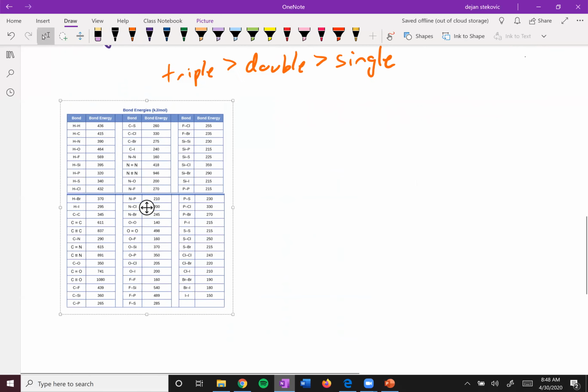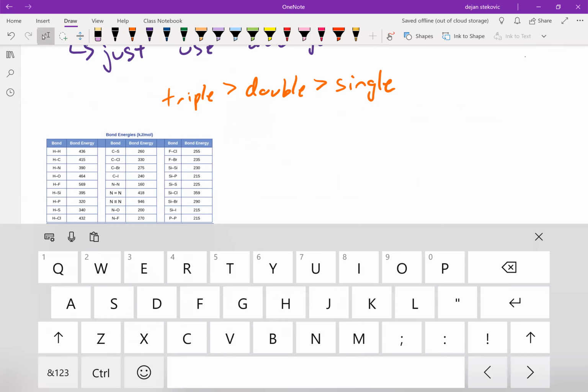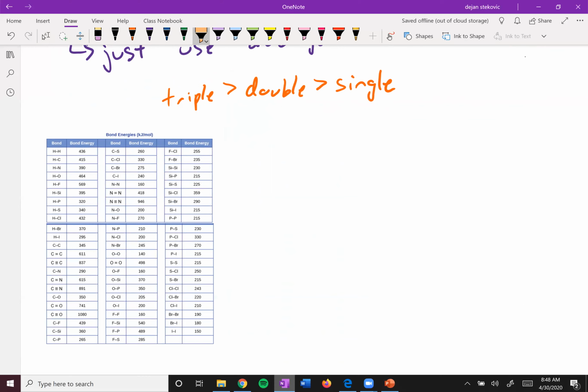So there's the one from your book, OpenStax, and you can tell there's all kinds of different bonds and their strengths. You know, here we've got nitrogen single bond, double bond, triple bond. You can tell as we move up in more bonds, we get stronger and stronger. And so we can use these bond strengths to estimate the enthalpy of reactions.